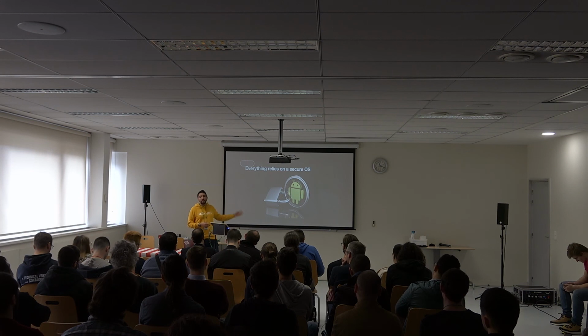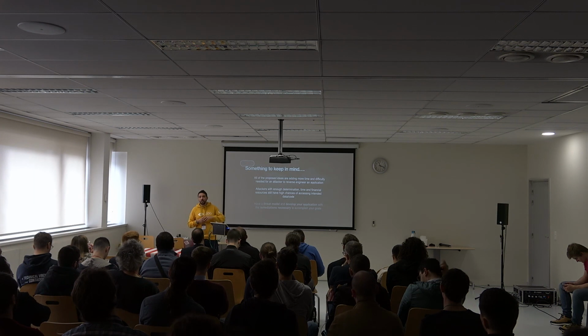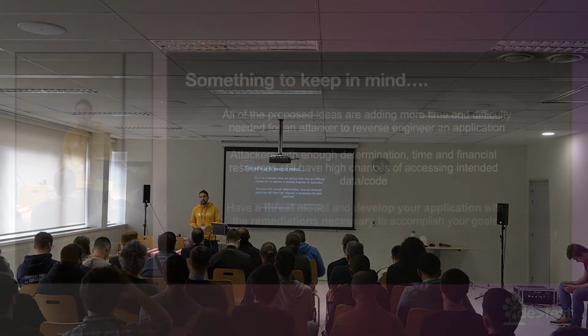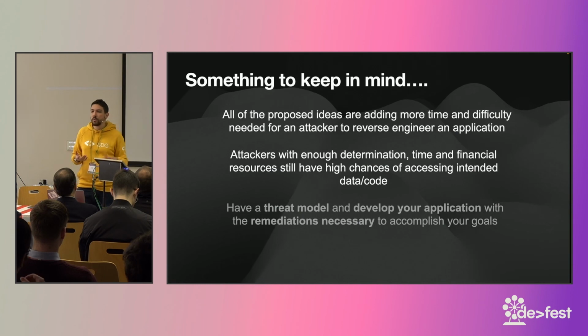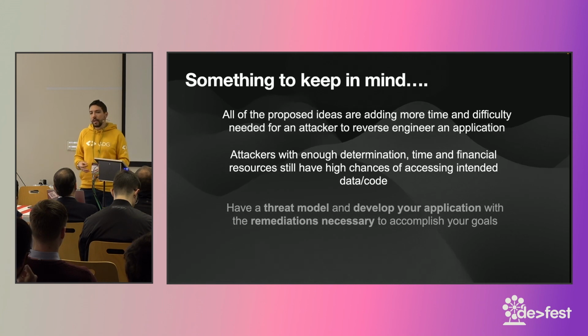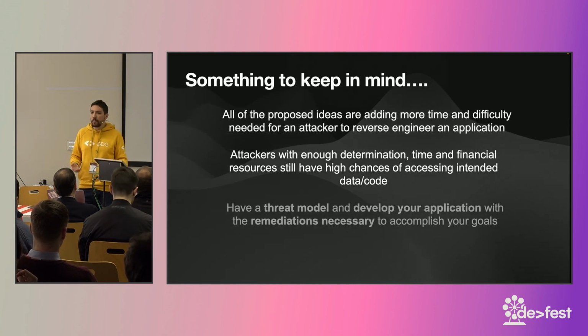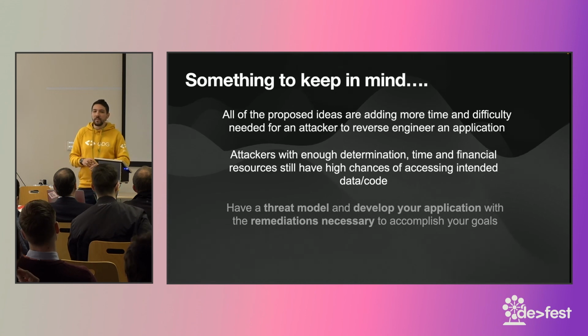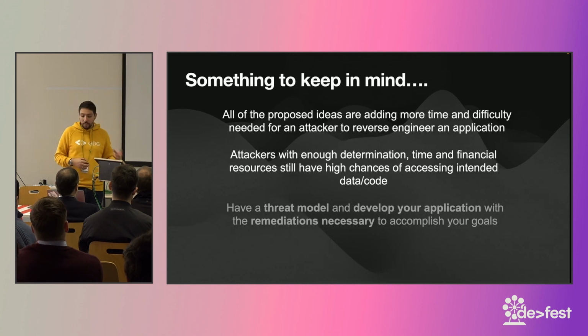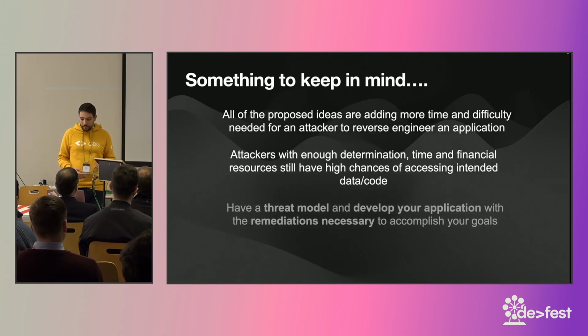So pretty much all of what I told you before relies on an operating system. And I want to tell you again, as I'm closing, that everything I just mentioned are just proposed ideas to add more difficulty and time for somebody to decompile your application. There's no such thing as a 100% bulletproof, super safe application. Applications are right there, in the hands of everybody, and with enough time, determination, and money, they can be decompiled and changed. So pretty much what you should do is have a threat model, develop your code against it, and have all of the remediations necessary against that model.